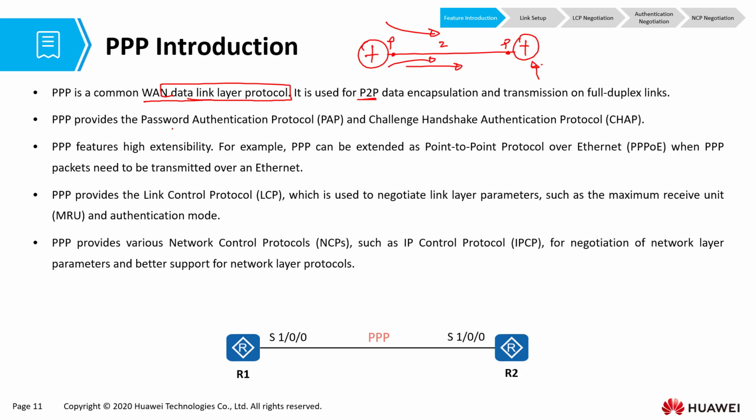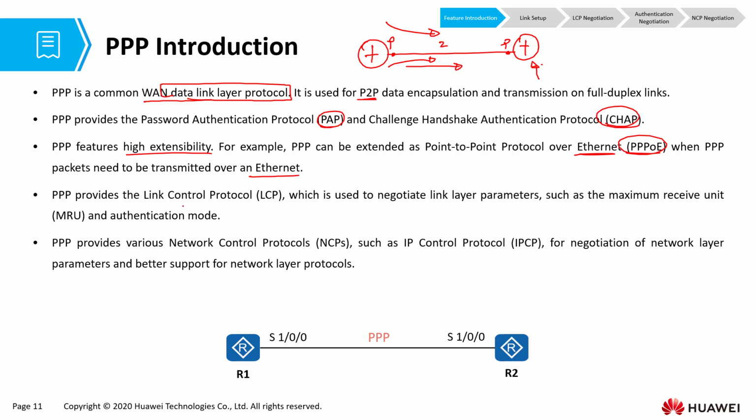So point-to-point protocol provides two authentication modes, supporting password authentication protocol and also challenge handshake authentication protocol. That's PAP for password authentication protocol and CHAP for challenge handshake authentication protocol. We'll talk about those in a moment. Point-to-point protocol features high extensibility. For example, we can extend this protocol by encapsulating its frames inside Ethernet, thereby having point-to-point protocol over Ethernet. We do that when we want to transmit point-to-point protocol packets over Ethernet.